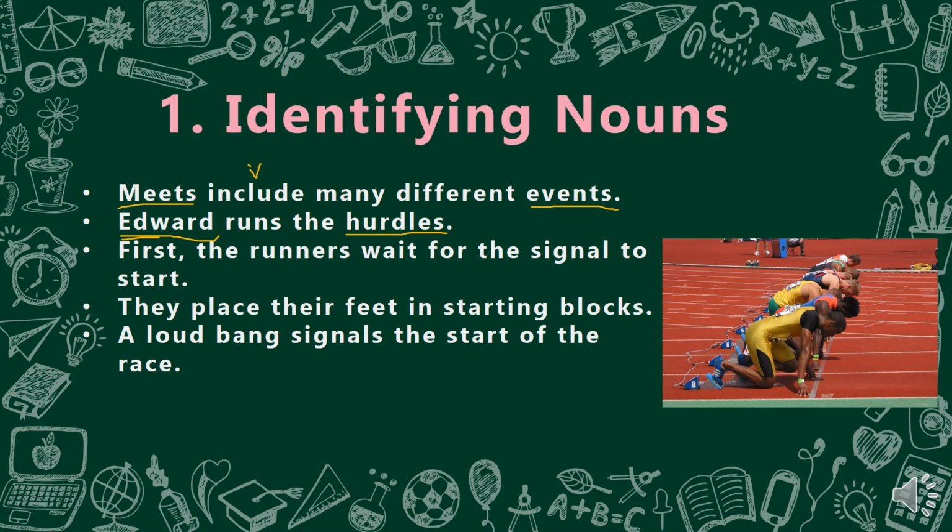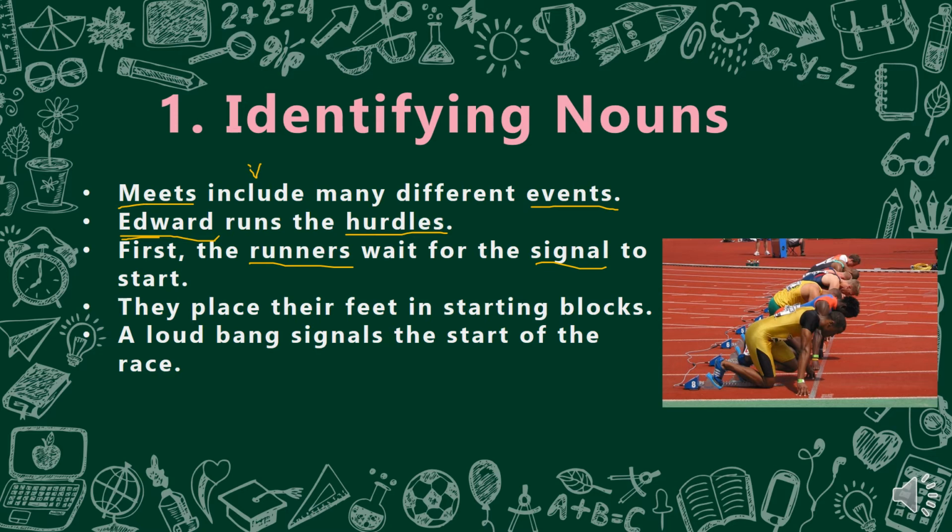So the first one is runners, and it is the subject. The runners wait. What is wait? Verb. For the signal to start, there is another noun here: the signal to start. Where is the other noun? A signal. What about to start? This is a verb. Okay.